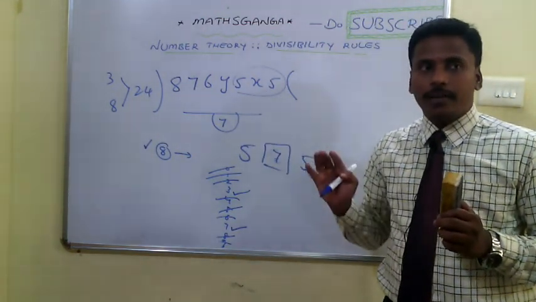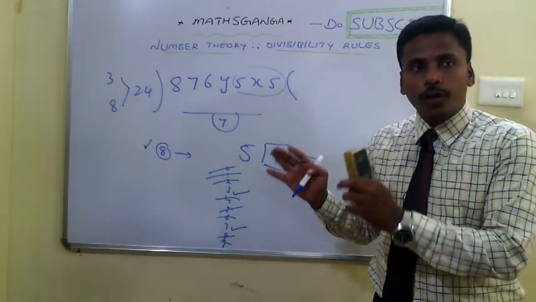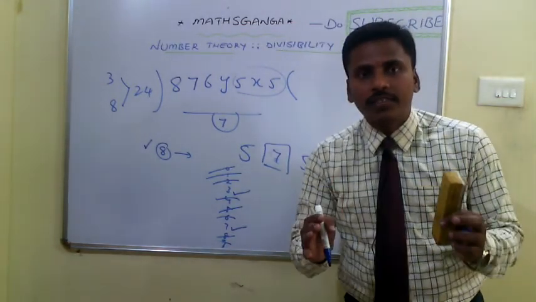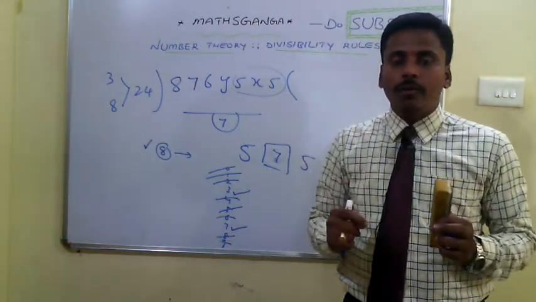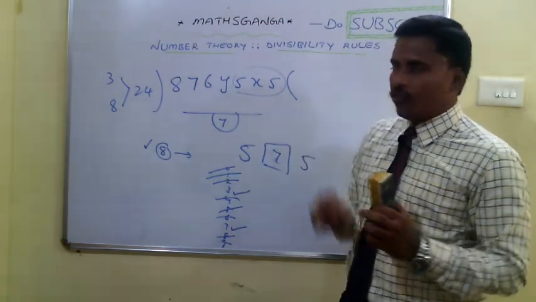Whenever it leaves a remainder 7 when divided by 24, to check the divisibility rule of 24, we need to concentrate on the divisibility rules of 3 and 8. What is the divisibility rule of 8? A number is divisible by 8 if the last 3 digits are divisible by 8. So concentrate on the last 3 digits.